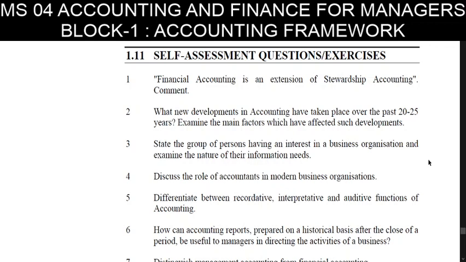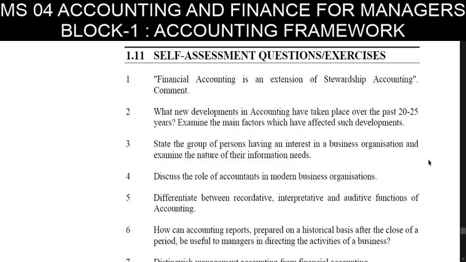Okay, the first one is financial accounting is an extension of stewardship accounting. Comment. Okay, we can simply write this. Stewardship accounting was in the olden days where rich people employed stewards. They helped in maintaining their books of accounts, day-to-day transactions. From this emerged the bookkeeping process, and there the double entry bookkeeping system has emerged. As the days passed in the history, joint stock companies, limited liability companies, and big companies have emerged, and people are interested in investing their money in such companies, and they wanted to know the information about the company, the profitability of the company. Therefore, financial accounting has emerged. Hence, financial accounting is an extension of the stewardship accounting. Okay, it is very simple.